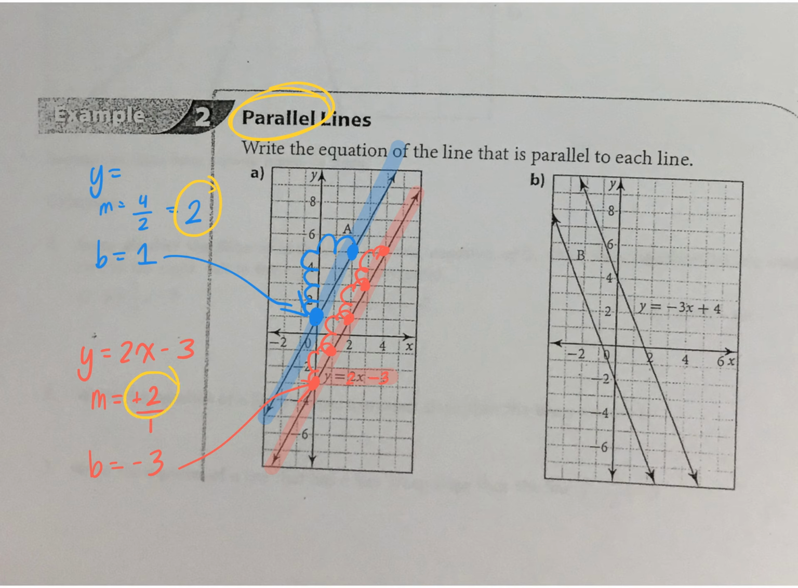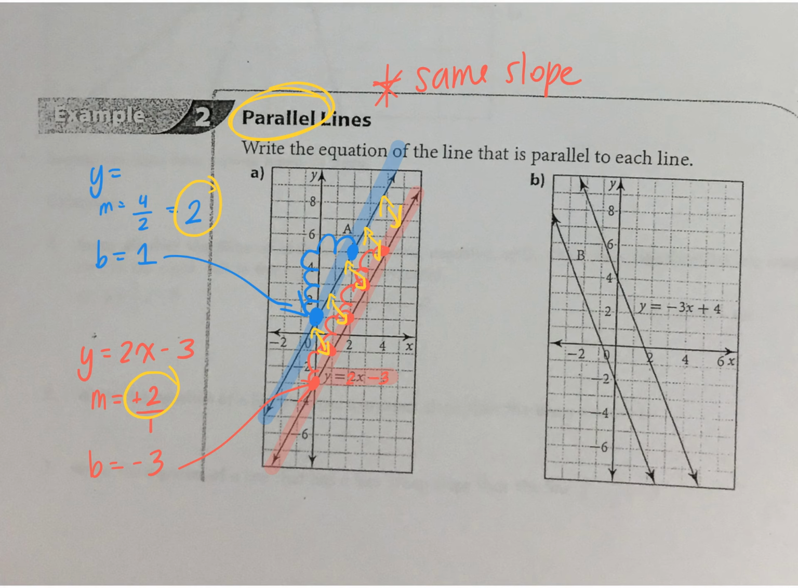If the lines are parallel, they will always have the same slope because they have to rise and run by the same amount so that they are spaced apart evenly, right? Parallel lines will never touch. If they have a different slope, they're eventually going to cross. If they have the exact same slope, they're always going to be spaced apart evenly.